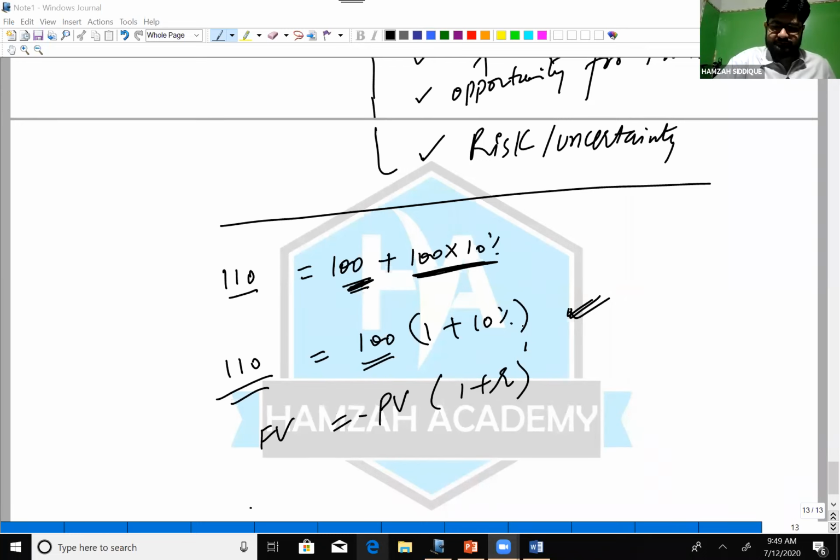Now, if it has power, if it is for 1 year, its power will be 1. If it is for 2 years, its power will be 2. If it's for n years, its power will be n.